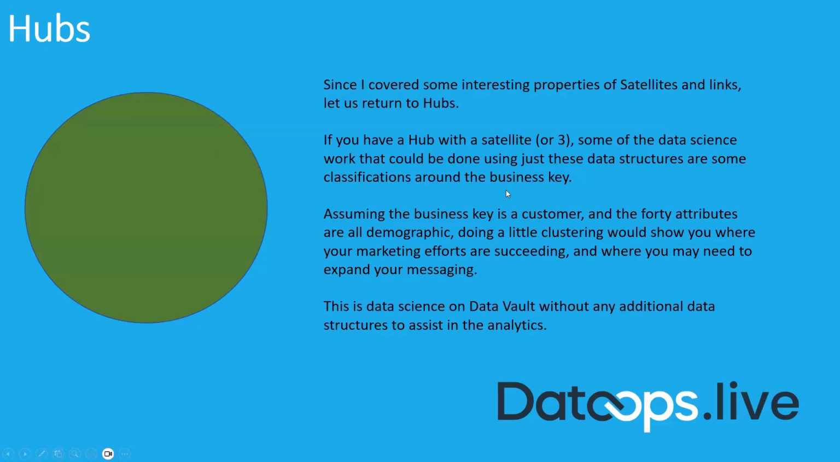Okay, so now I'm going to touch on hubs again. I covered some interesting properties of satellites and links. Let's return to hub. Just having a hub with a satellite, you can do some very interesting data science work just with that. Assuming the business key is a customer and the various attributes that you have in the satellite are all demographic, you can apply clustering to that and that alone. This is data science on Data Vault without any additional structures or any movement of data, without doing anything else.